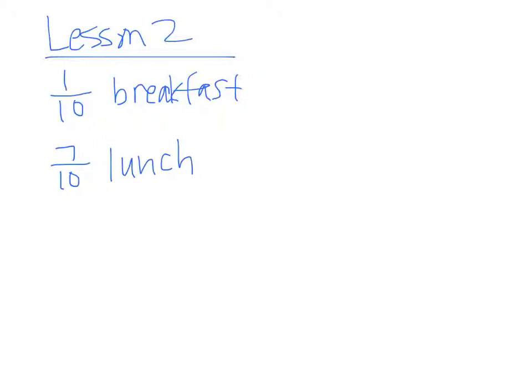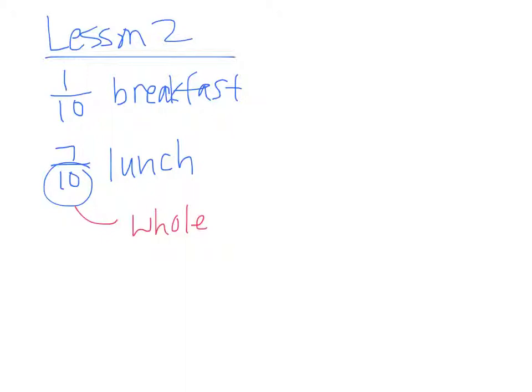What is the recommended servings? What is the whole? Aniket? 10. Exactly, 10. Look at the denominator, the whole, right? The denominator is always representing the whole, and so in order to have all the servings you need, you would need 10 of those servings to make the whole. Right now, we only have 1/10 from breakfast and 7/10 from lunch.